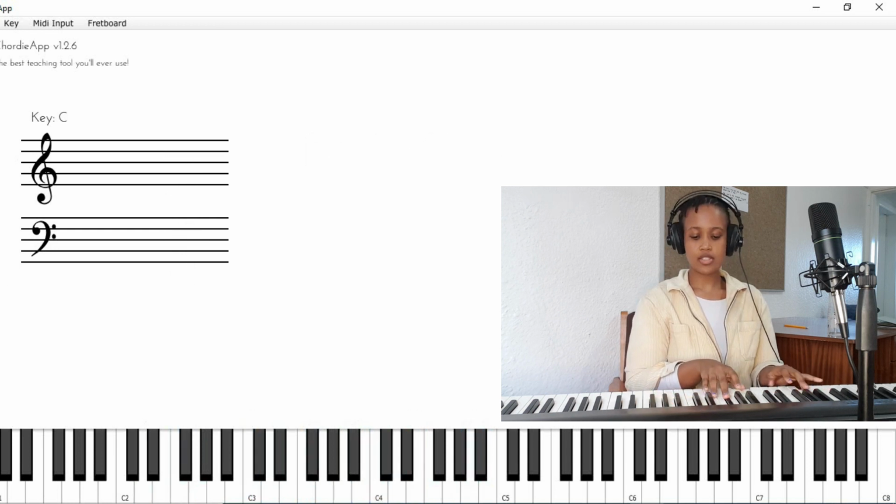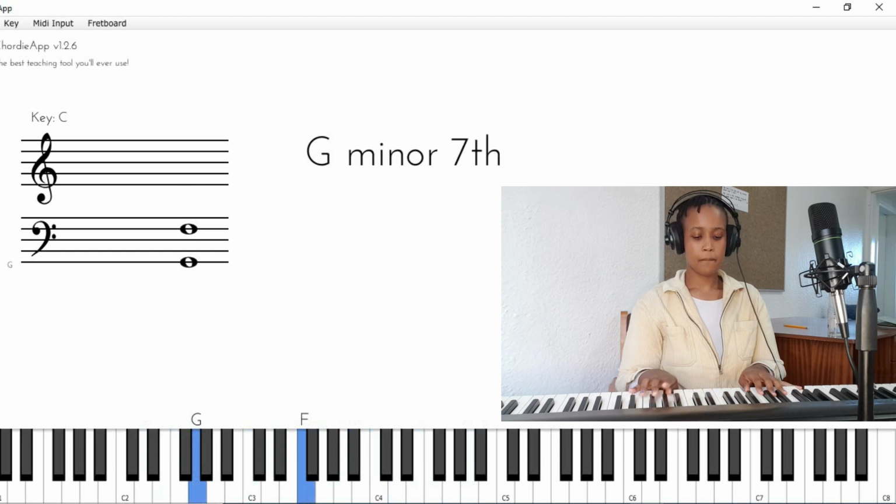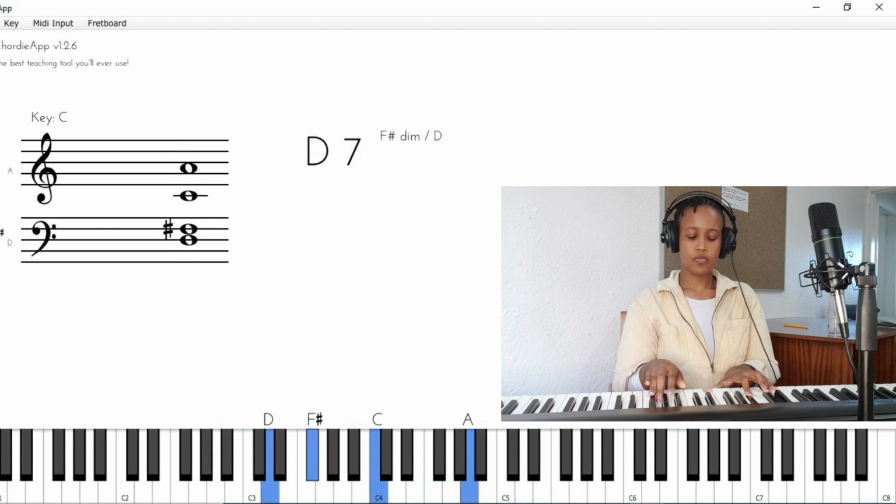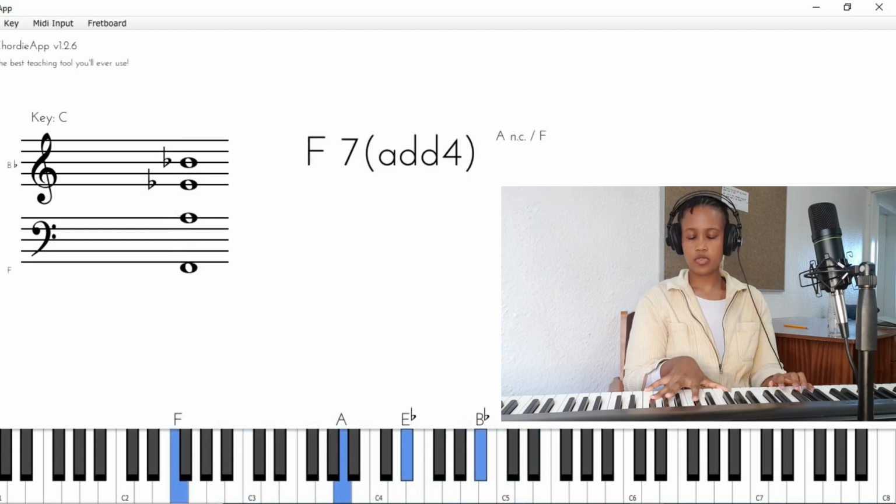So it happens twice. It does chord 2, 5 to chord 4.